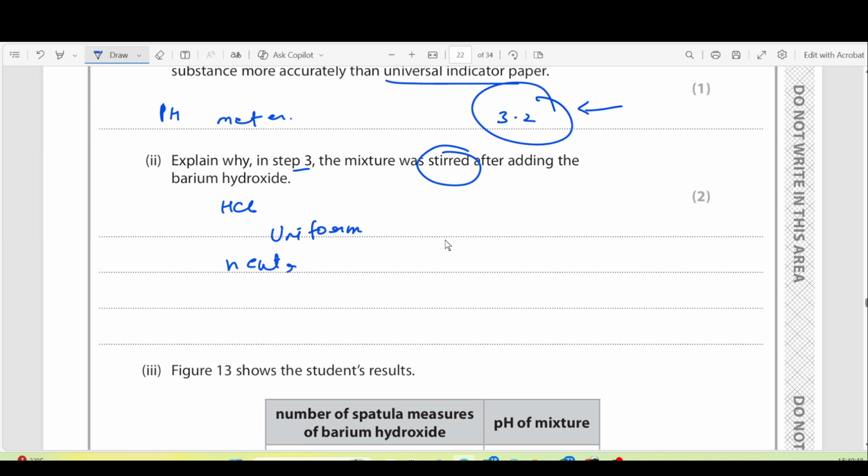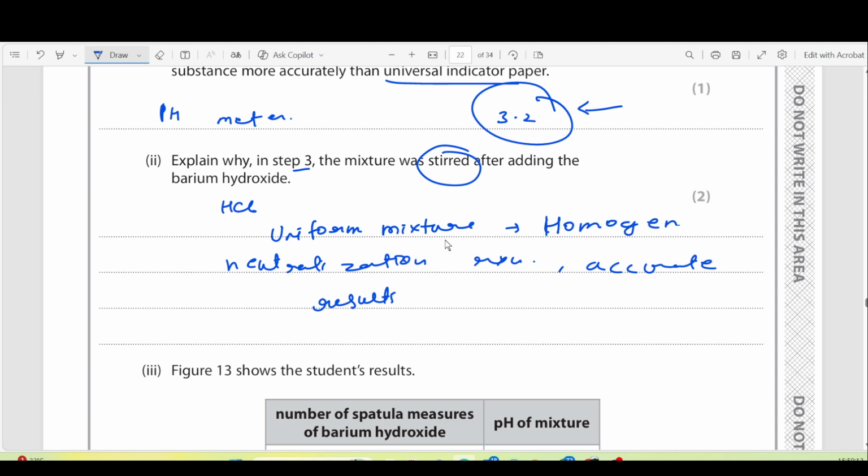So, because it is a neutralization reaction, to get accurate results, you can write: to get accurate results, and to get a uniform mixture. This is also called homogeneous. Homogeneous means when something is uniformly mixed, a homogeneous mixture.